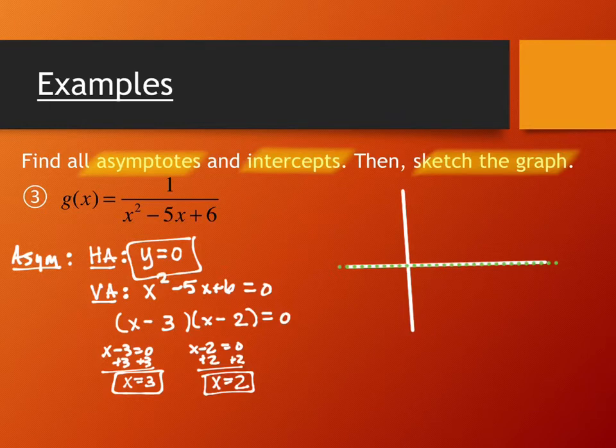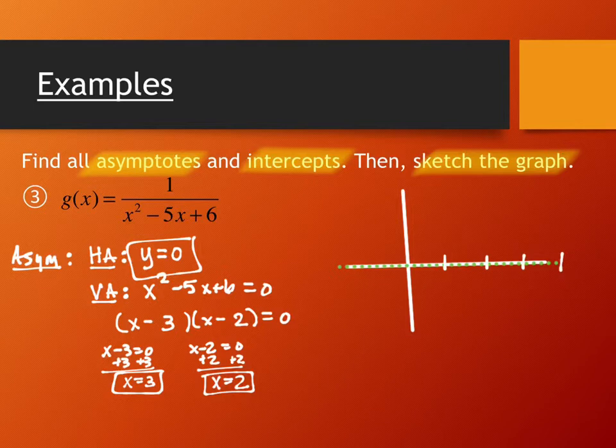Now, when we have our vertical asymptotes, those are also lines that we do not cross. But we absolutely never cross those. There's not any middle part of them because they don't go towards the edges of the graph. So I'm going to make them kind of big because 2 and 3 are kind of close together.